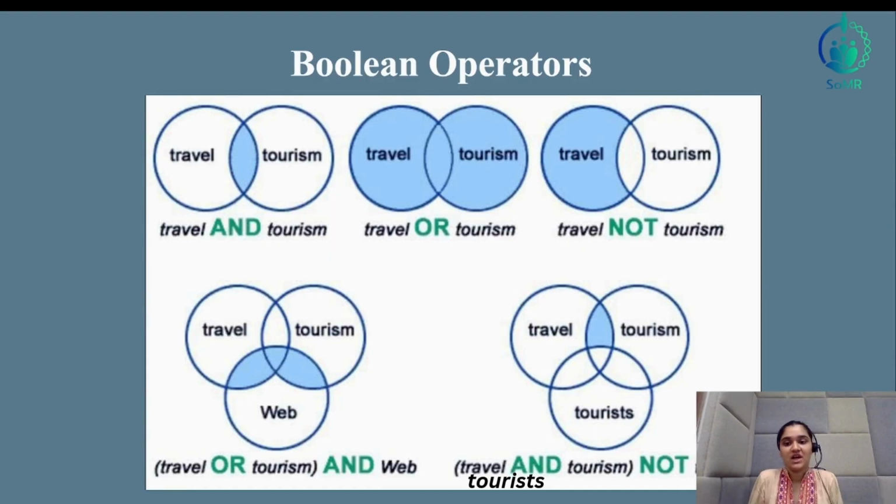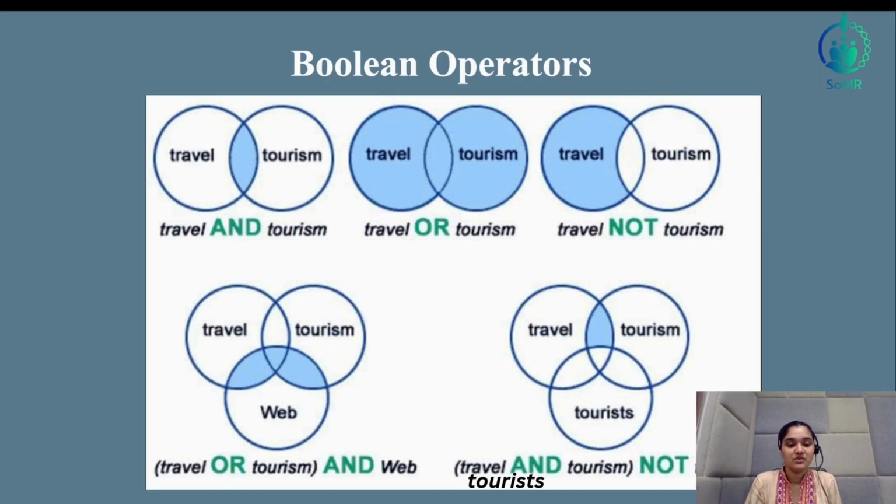And then sometimes I don't want any travel term or any travel data and I just want tourism or vice versa. So if I just want travel, I'm going to write travel and then in capital I'm going to write NOT and then tourism. And sometimes you could have three variables, right?